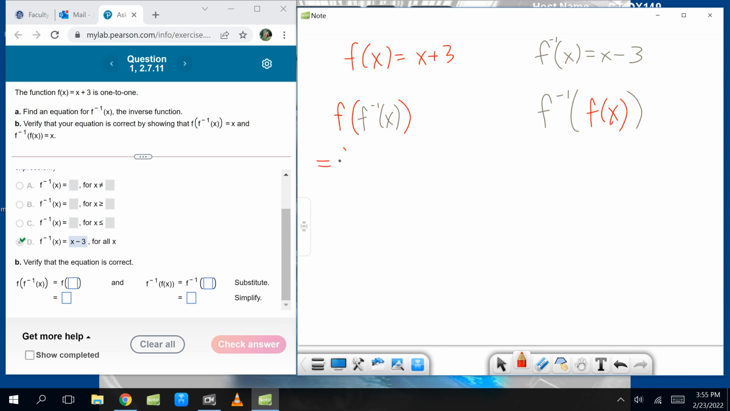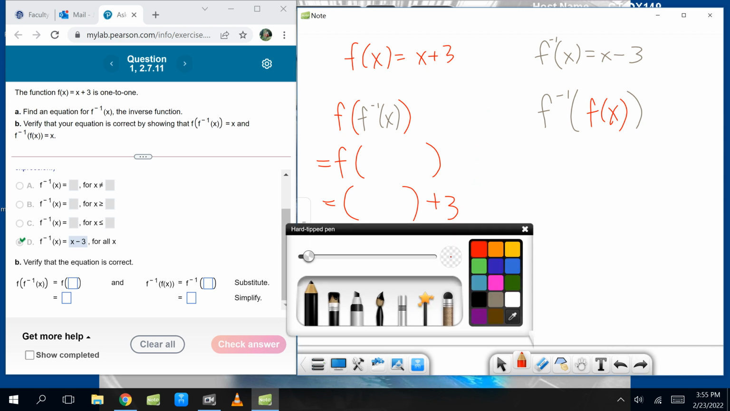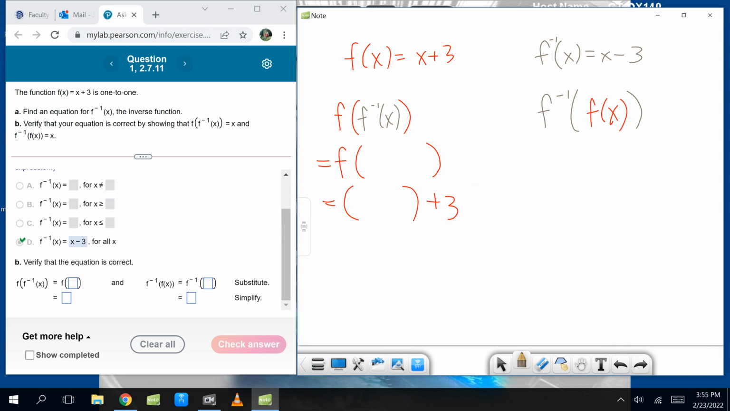So for my rule for f, we're going to rewrite this as f of whatever that is, and that's going to be something plus 3. Here's my something we're plugging in, plus 3. And then the same thing for the gray. What is f inverse of x? Look, here it is. We're going to take this x minus 3 and plug it in right here.